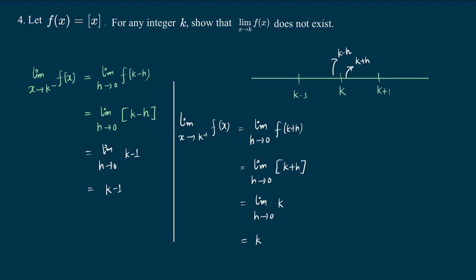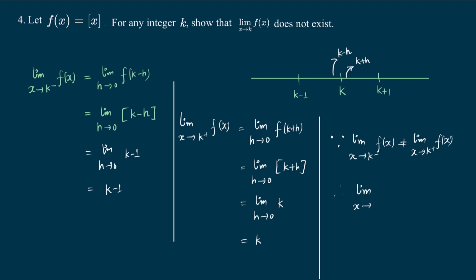So my right hand limit is k. Now since you have already noticed that left hand limit and right hand limit are not equal, left hand limit is not equal to right hand limit, therefore limit x tends to k of f(x) does not exist.